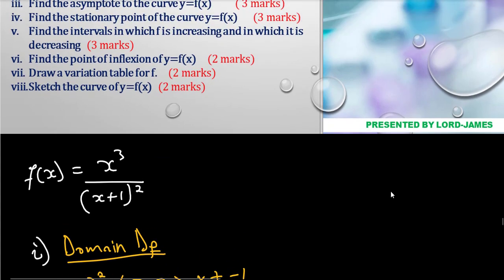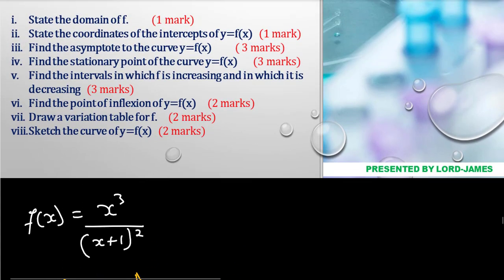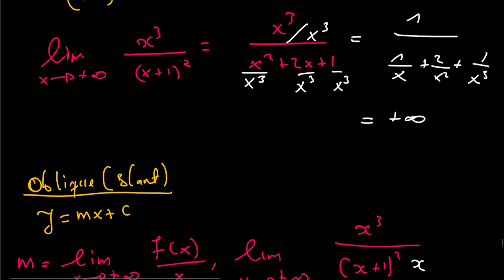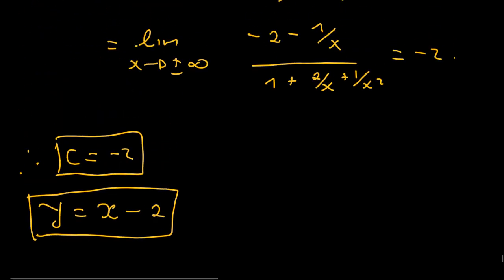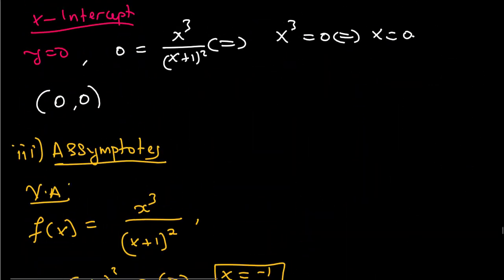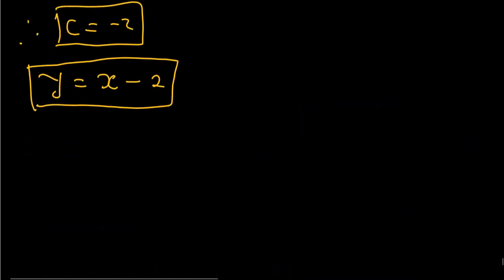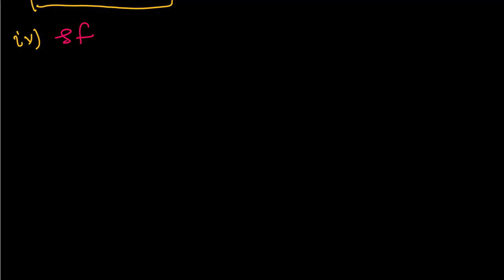Okay, so now we have to find the stationary point. The stationary point, we are going to begin by computing the derivative of the function. So that's Roman 4. We are talking about stationary points.